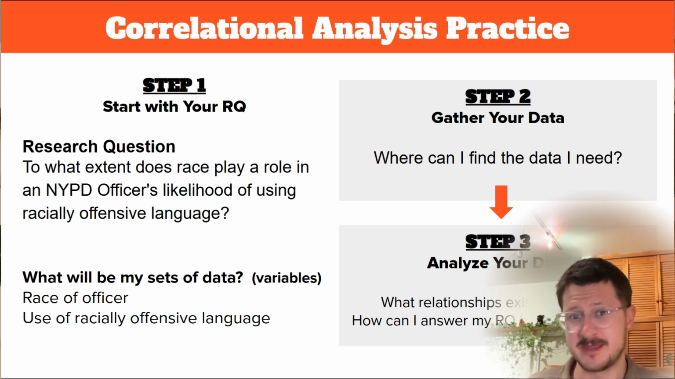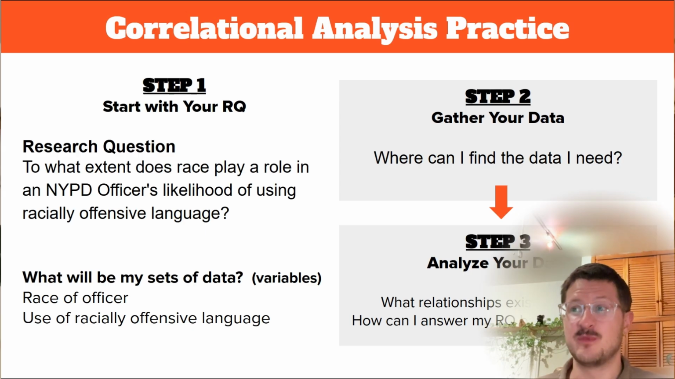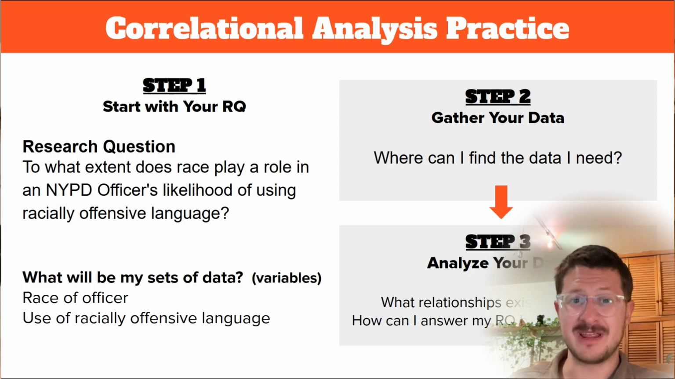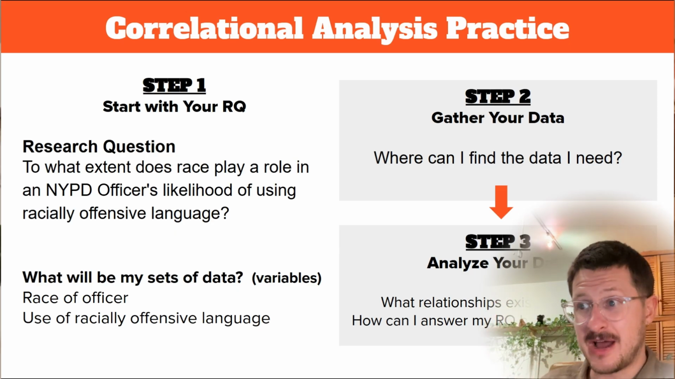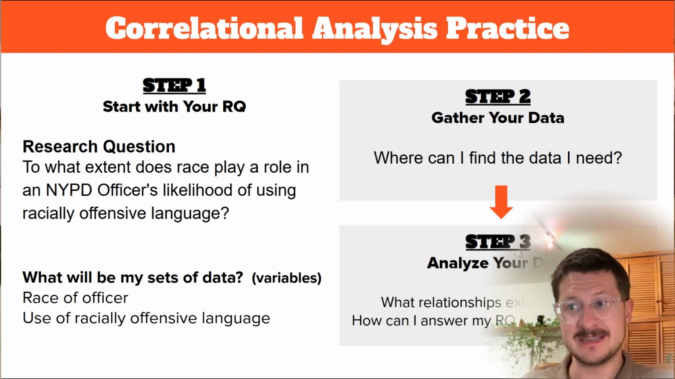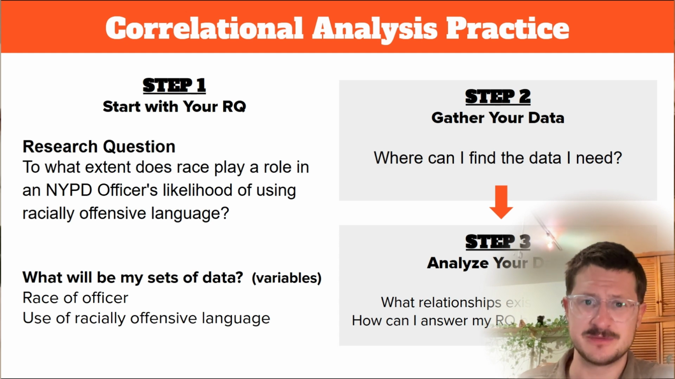This is often something that can be frustrating. You might be looking for a while, or you might know exactly where to look. But correlational analysis, unlike surveys, we don't gather data necessarily. We look for data sets that already exist, and we try to create relationships between them. Step three, once you've found your data, is you're going to be asking over and over what relationships exist, and do these relationships and the data itself really have the ability to answer my research question?